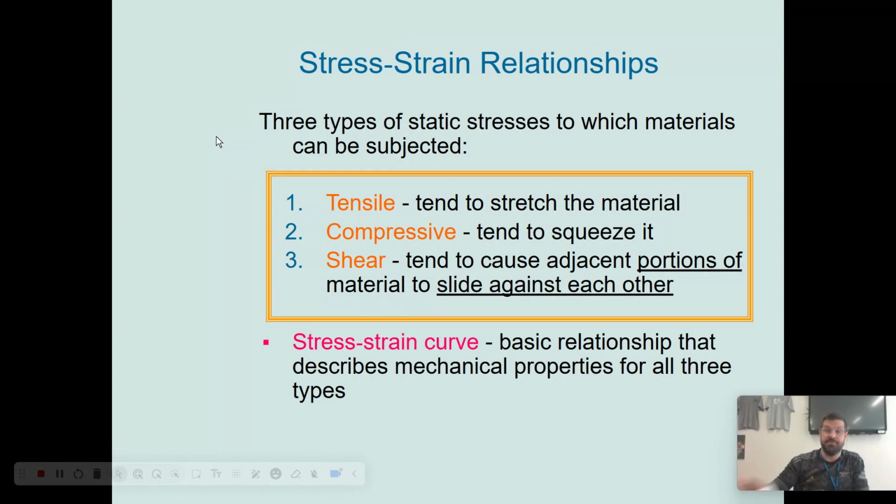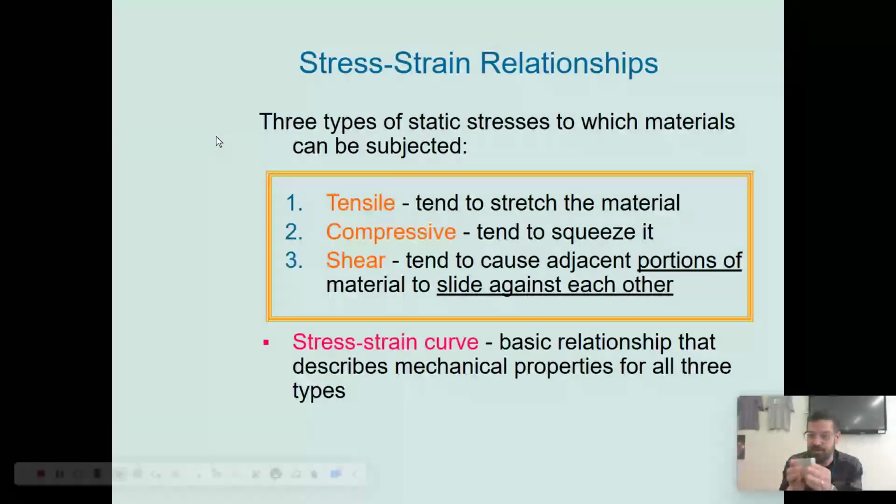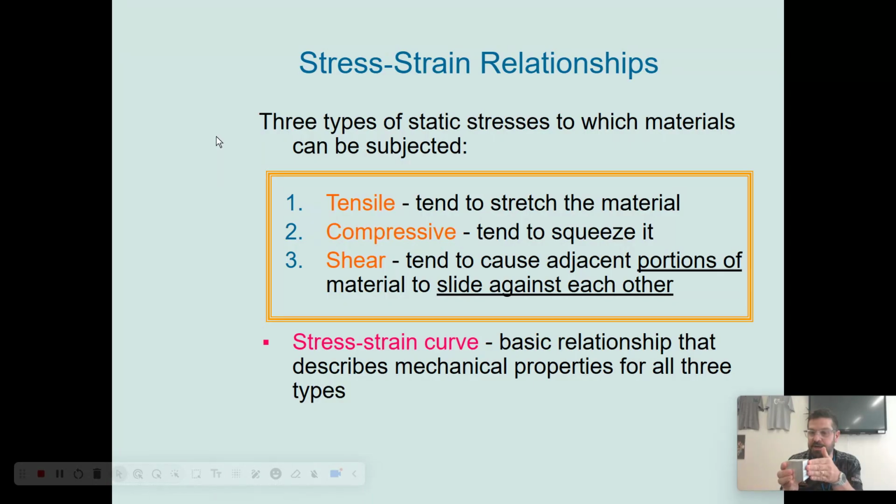Shear, so tensile is when you pull on something. Compressive force is when you push two sides of an object together. And shear is when you take a piece of material and one side of the object gets pulled in one direction, and the other side gets pulled in the other direction. So you're causing two sides of the object to move, pushing one like this and the other like that. That's a shear stress. All right.